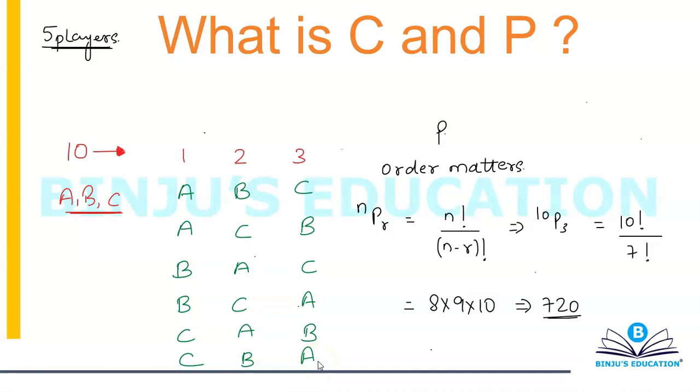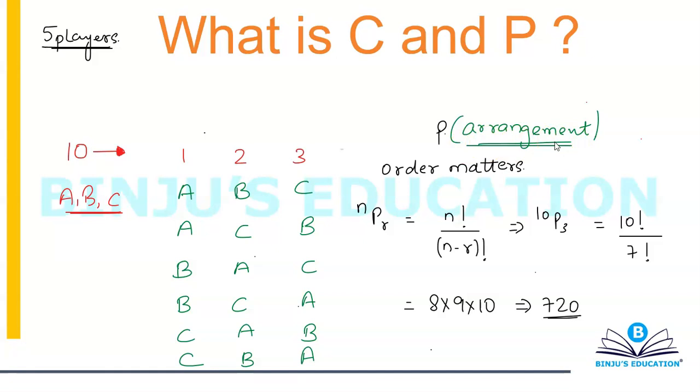So when you say 10P3, that means in how many ways out of 10 participants any 3 of them can finish at the first 3 positions. So in this case, it's not about selection because the order matters here. It is also about arrangement. Hence the keyword for permutation is arrangement. Because whenever you arrange things, the order matters.